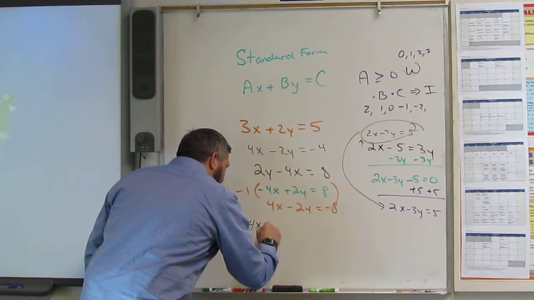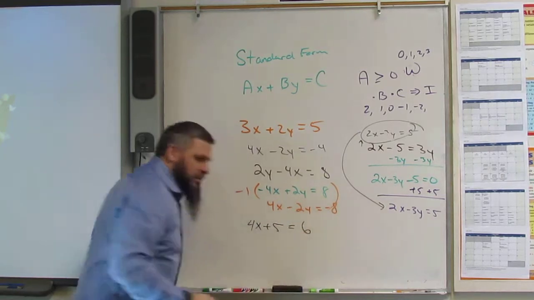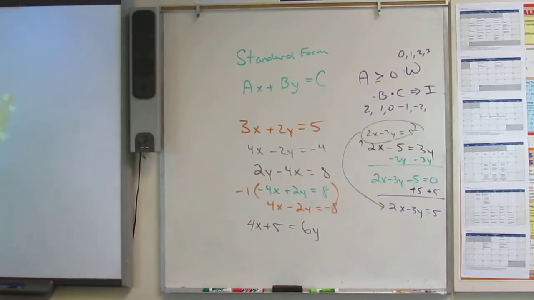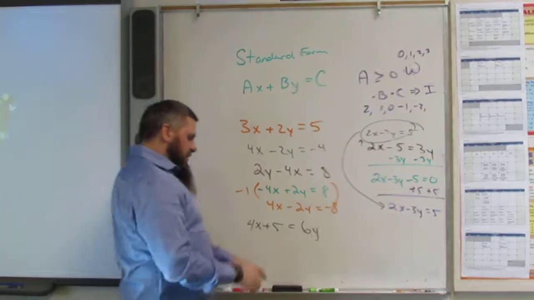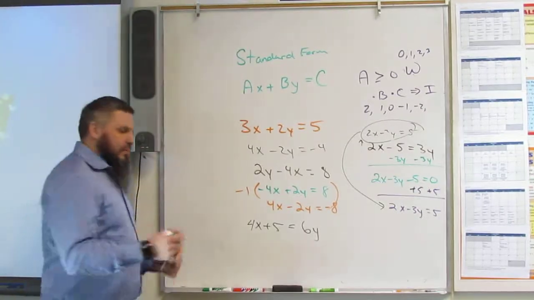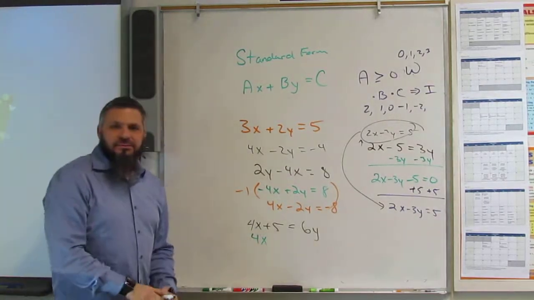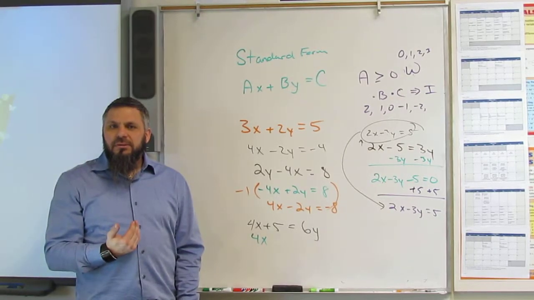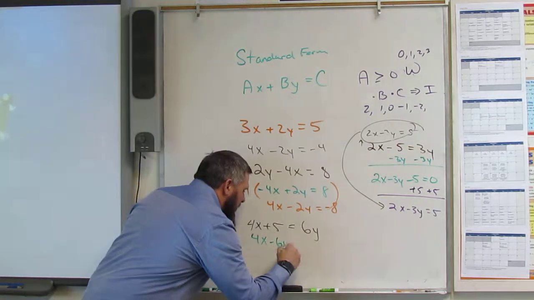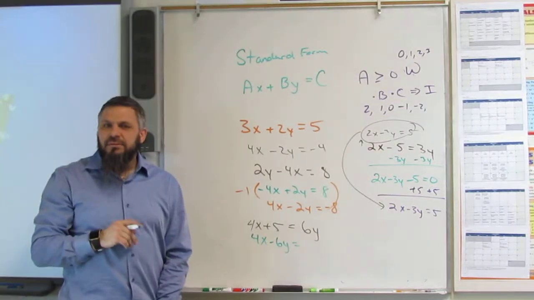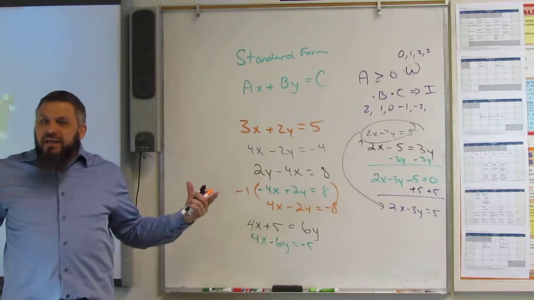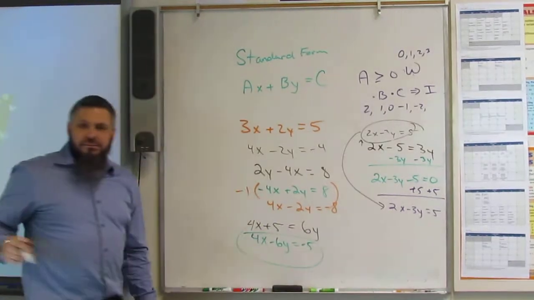4x plus 5 equals 6y. Now I want you to do it with that one. What are we going to do? 4x. Move the y over. Minus 6y equals, move the 5 over. Negative 5. There you go. You're just changing the sign. Right? That's easy.